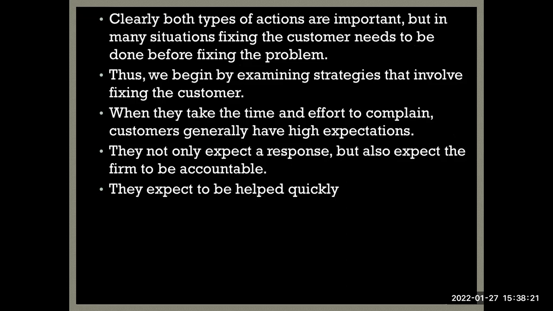When they take the time and effort to complain, customers generally have high expectations. So if I'm making a complaint, if I'm informing the organization that a service failure has happened, I also expect that the organization should respond to me in that particular way. They not only expect a response but also expect the firm to be accountable. So the organization should admit, should accept their mistake. They expect to be helped quickly.